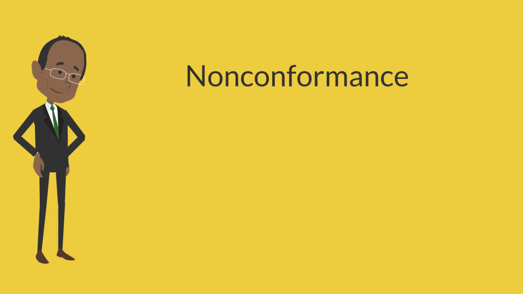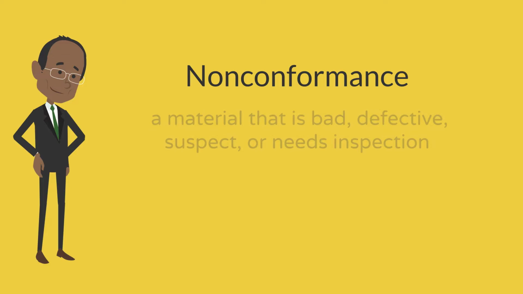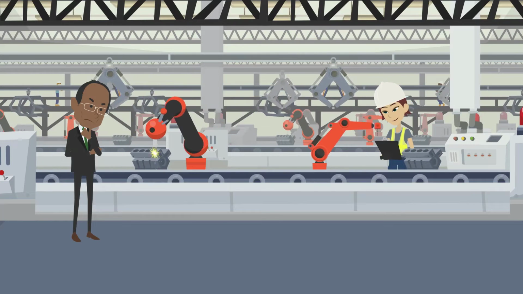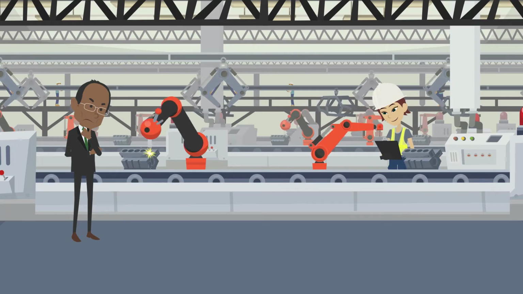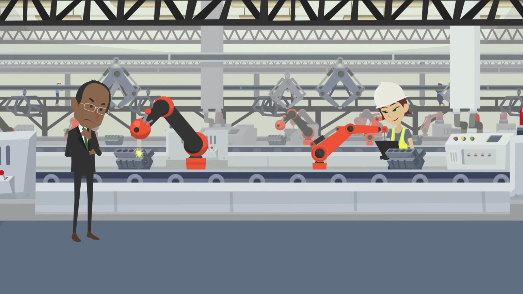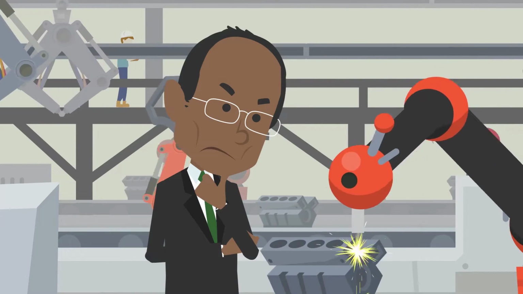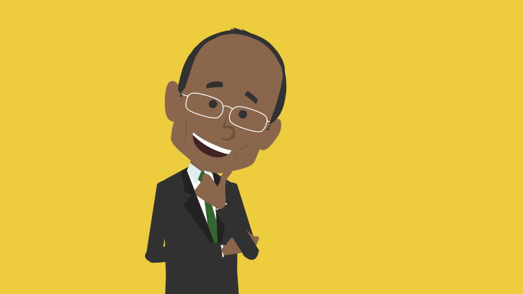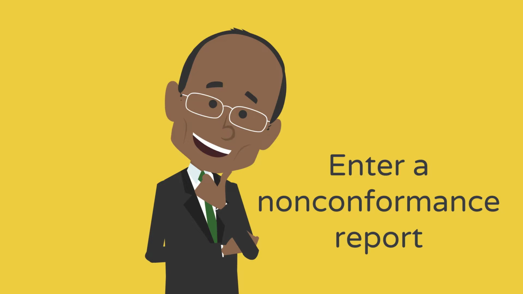In Epicor ERP, you enter a nonconformance report when you find a material that is bad, defective, suspect, or needs inspection. In this video, see how to enter one. Say you are working on a production line and you've found a material being used on a job that is damaged. You pull the bad material from the line, but you need to enter a nonconformance report so that the inspector can follow up on the problem.